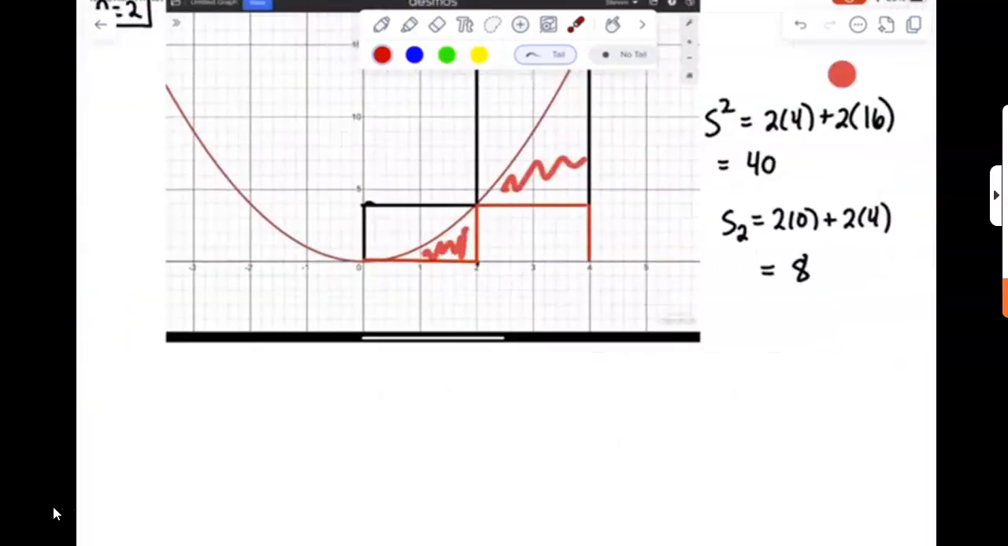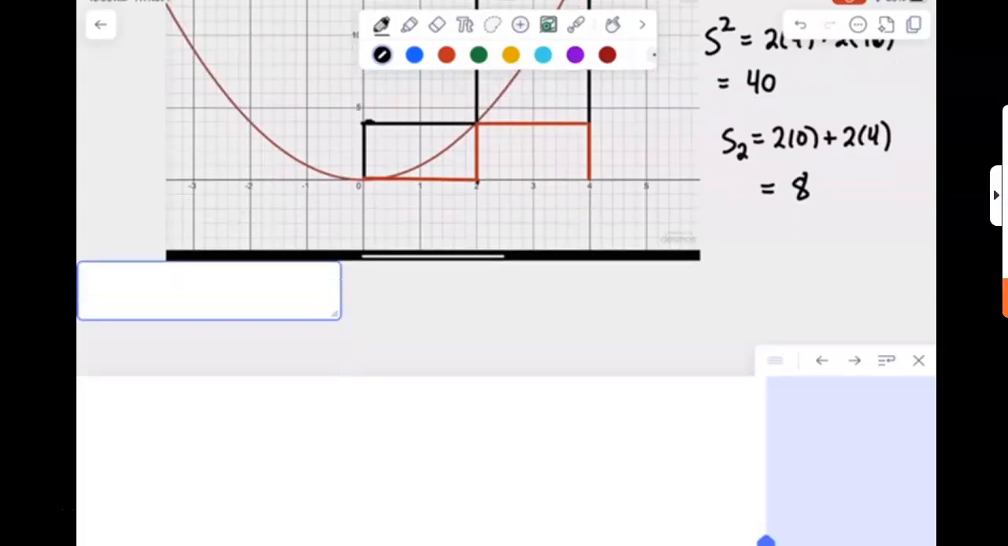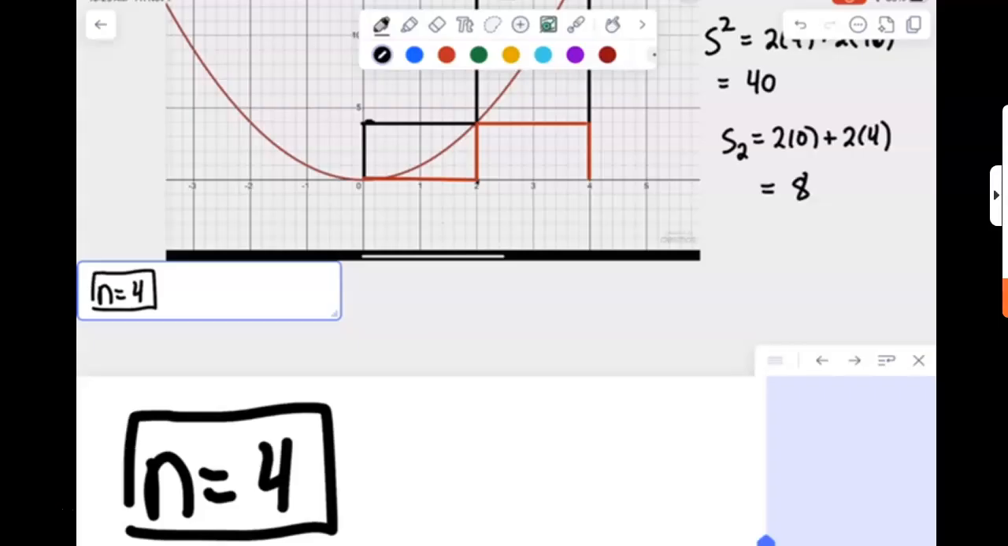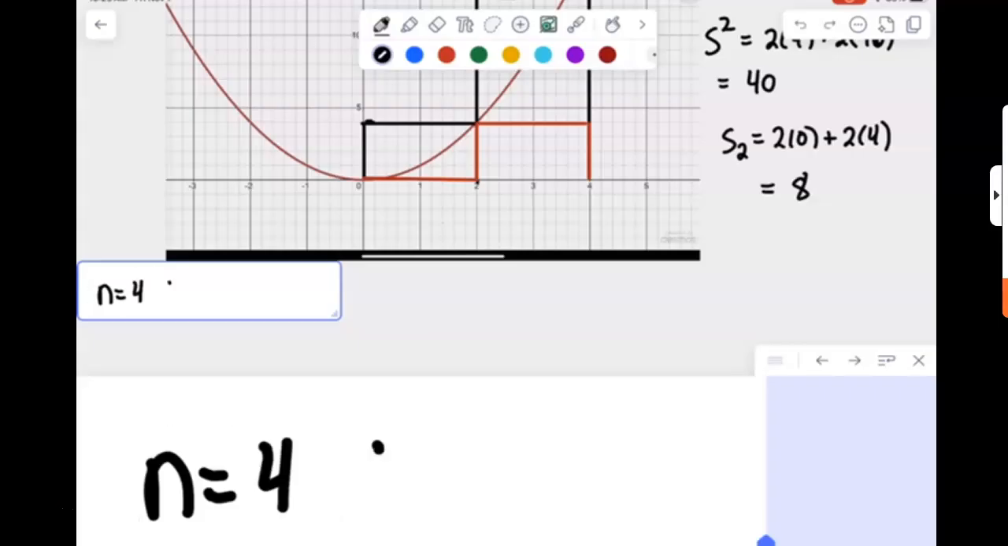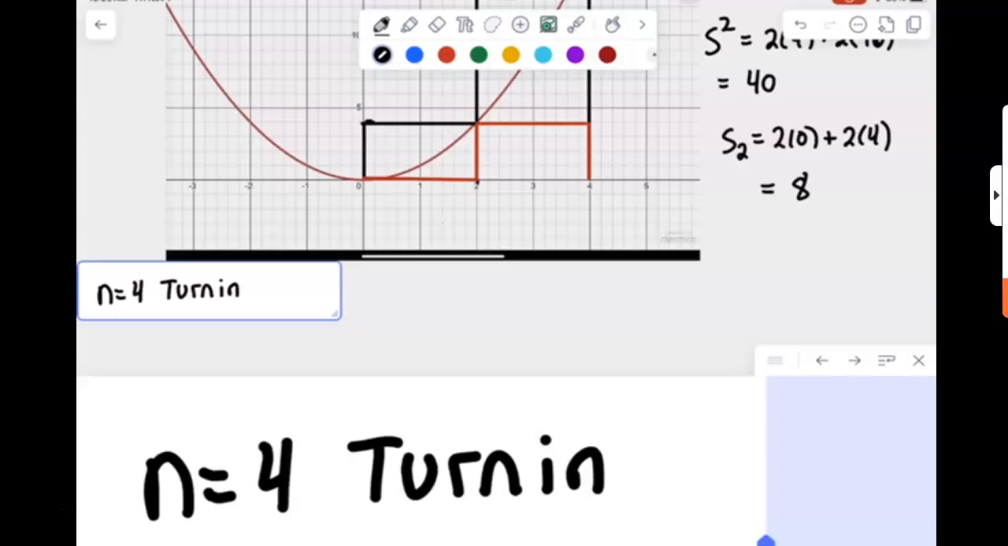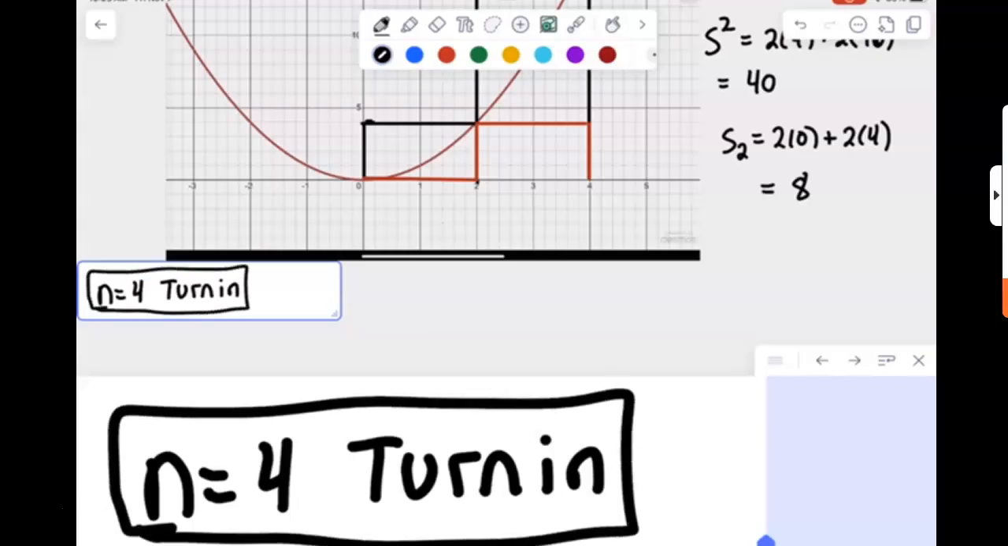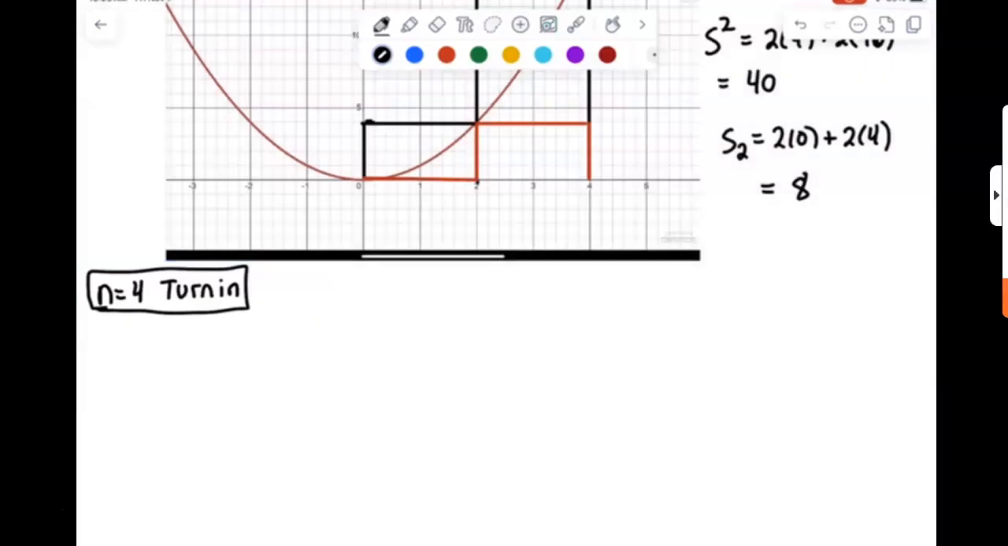And then we're going to continue this process. You're going to turn in n equals 4. That's your turn-in problem, is to divide it up into 4 equal intervals. All right, so you're going to turn that in to me as a turn-in problem. N equals 4. So you're just going to divide this up into 4 intervals, so that would be at 1, at 2, at 3, at 4, and do the same process for the upper and under estimates.